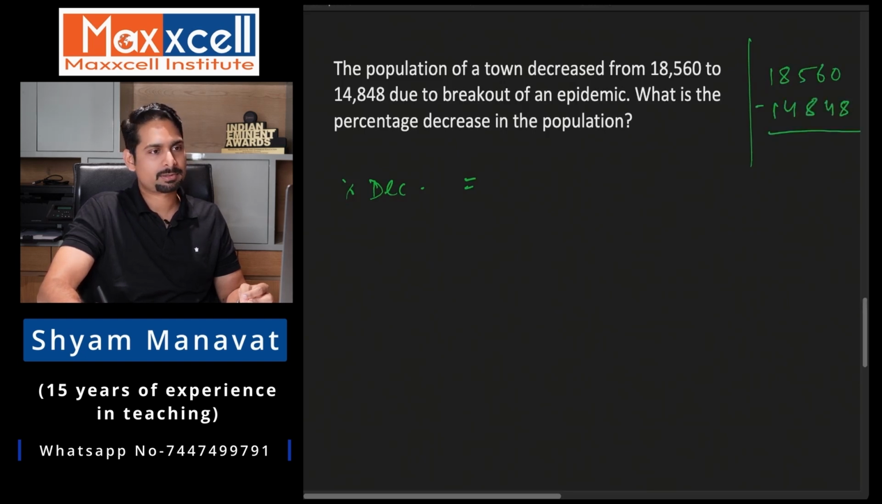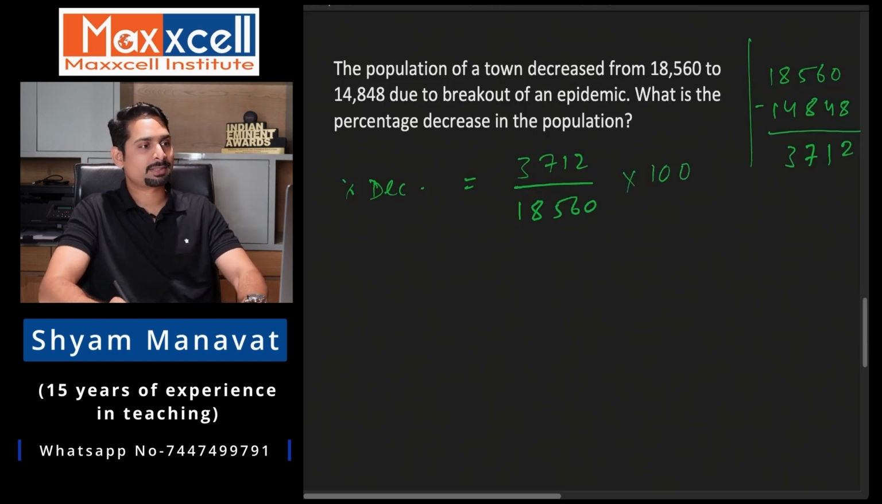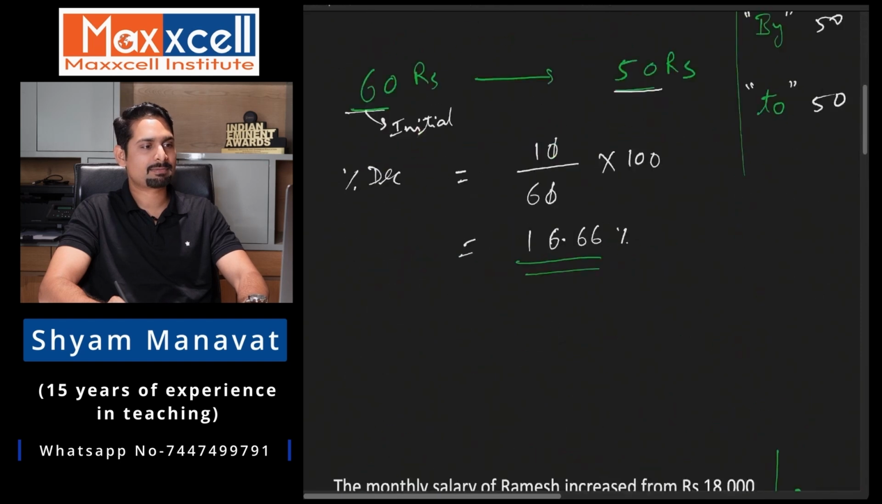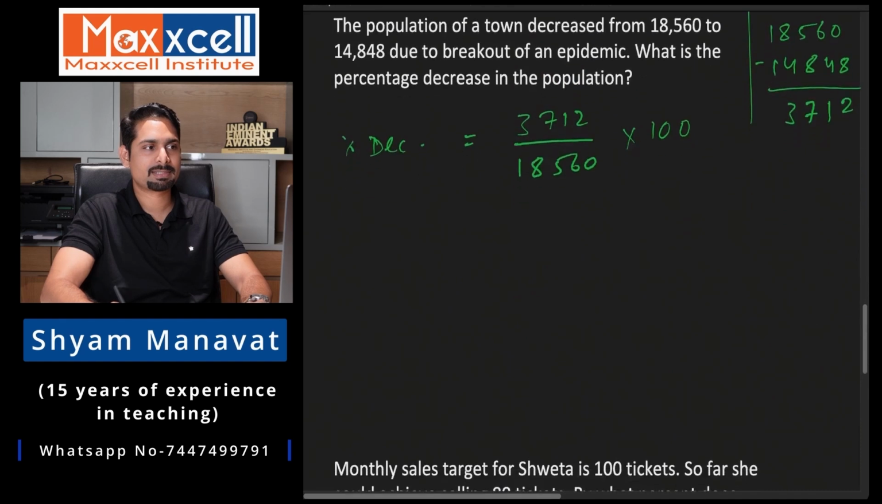You got difference: 2, 5 here. That will get you 1. And here 15, 8. That will be 7. And here you have 17, 4. This will be 3. So you have got the difference to be 3712, divided by initial, which is 18560, multiplied by 100. That's the percentage decrease, right? The formula is sweet and simple: difference by initial by 100. Which one is the initial value here?